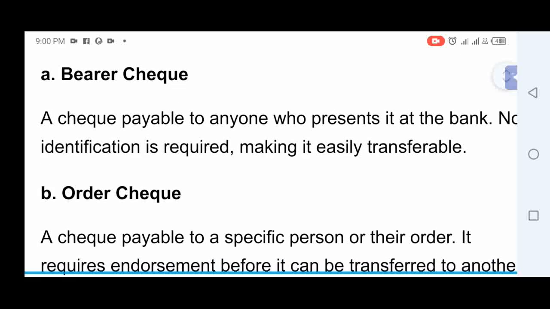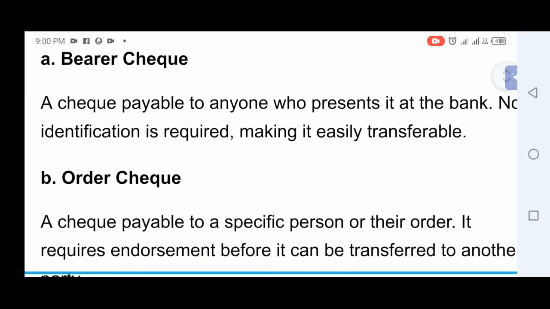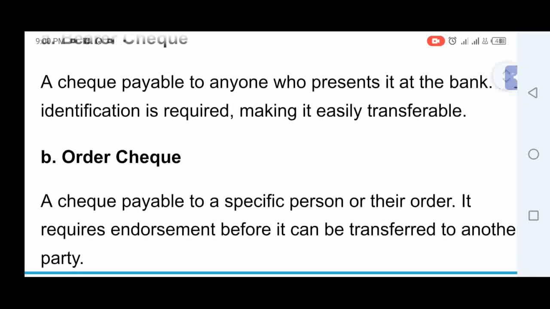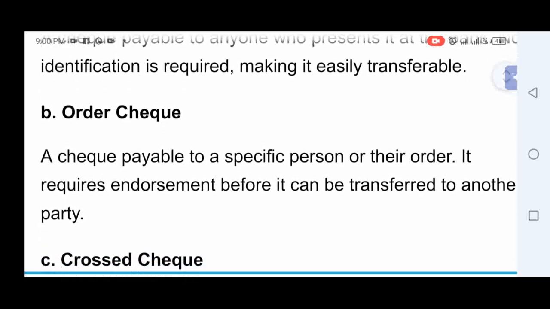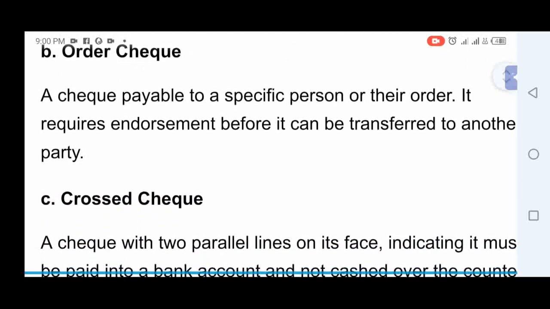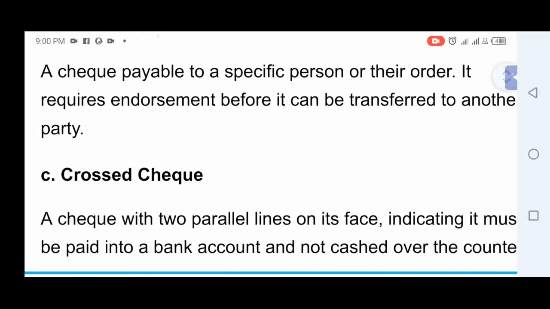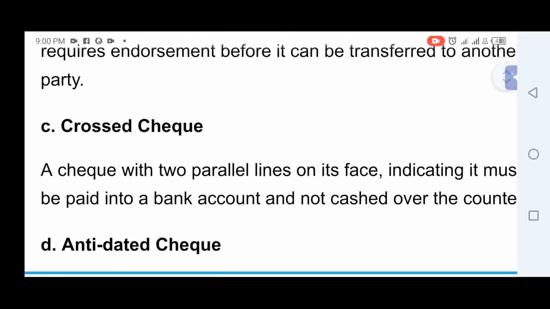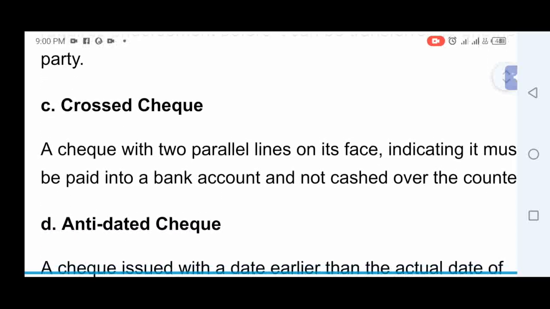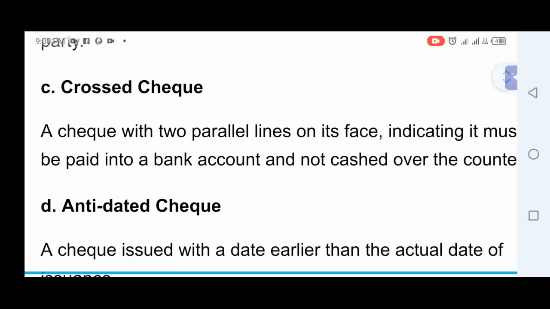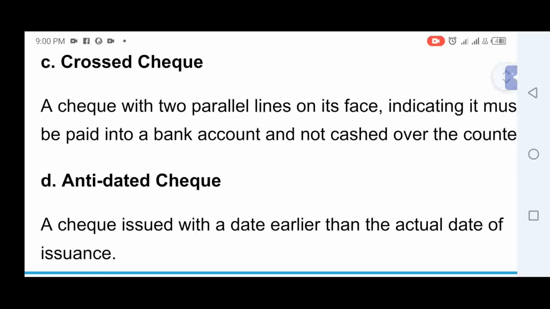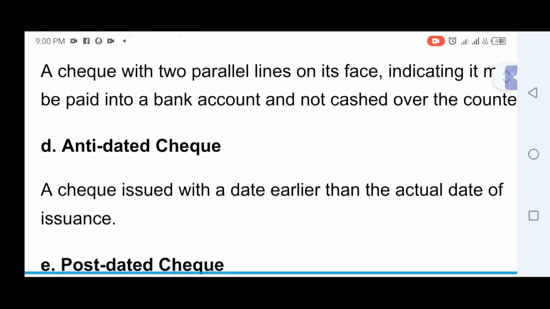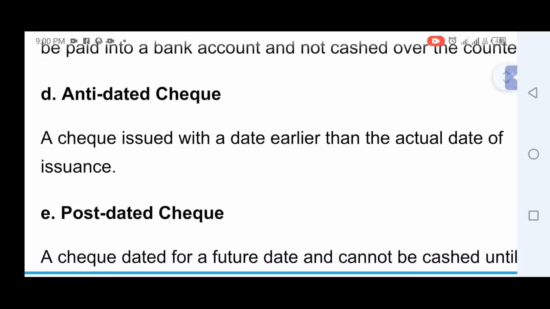B. Order check. A check payable to a specific person or their order. It requires endorsement before it can be transferred to another party. C. Cross check. A check with 2 parallel lines on its face indicating it must be paid into a bank account and not cashed over the counter. D. Anti-dated check. A check issued with a date earlier than the actual date of issuance.